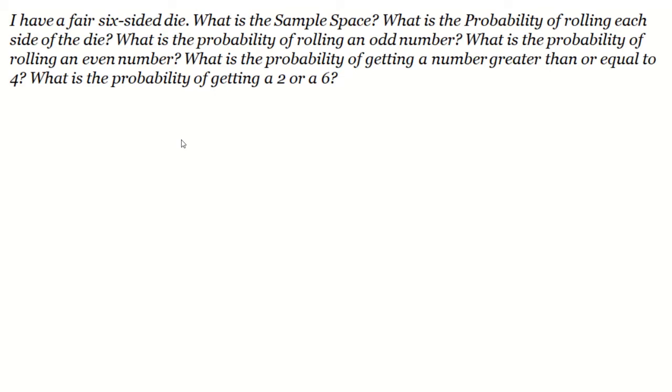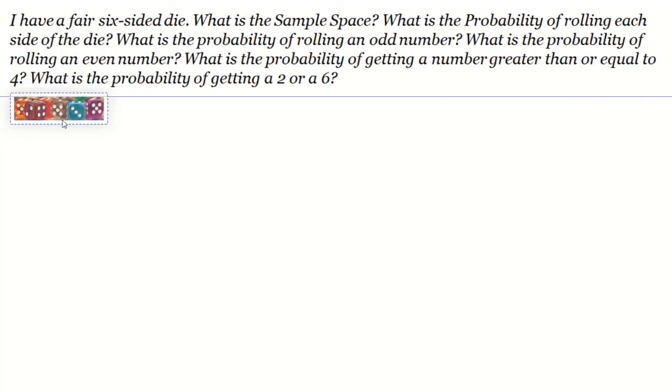Let's look at our next example. In this example, we have a fair 6-sided die. And we want to know what is the sample space. So with the sample space, we write that as the letter S. We have a fair 6-sided die.